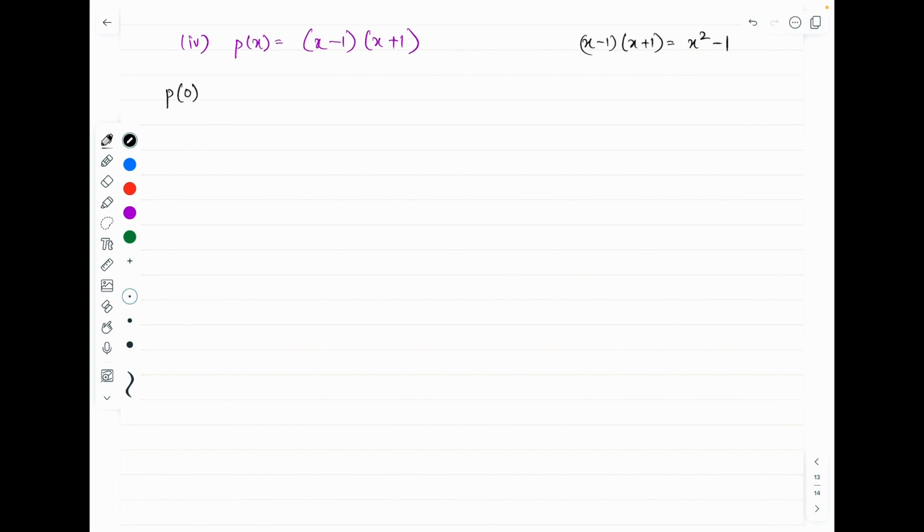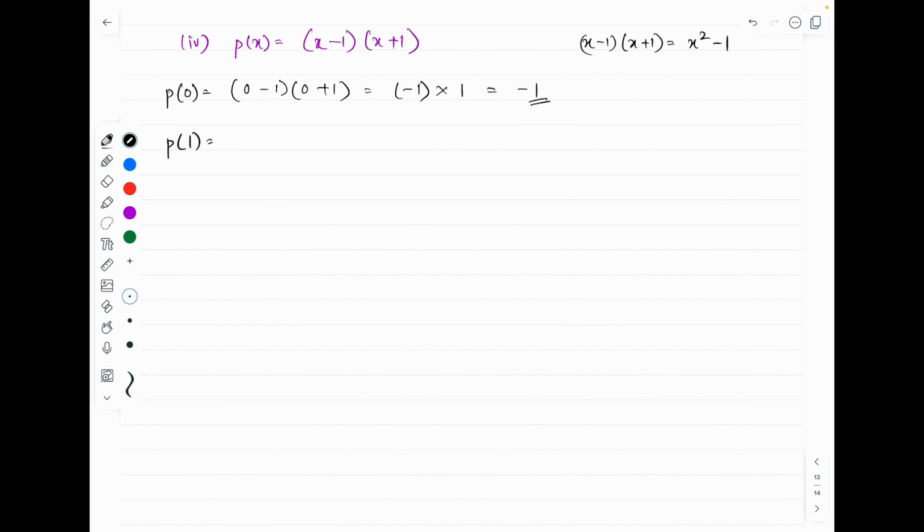Now you have to find P of 0. P of 0 means instead of x we are putting the value 0. 0 minus 1, 0 plus 1. We can write this equation as 0 minus 1 into 0 plus 1. 0 minus 1 is what? Minus 1. Okay, into 0 plus 1 is 1. So minus 1 into 1 is minus 1 is the answer.